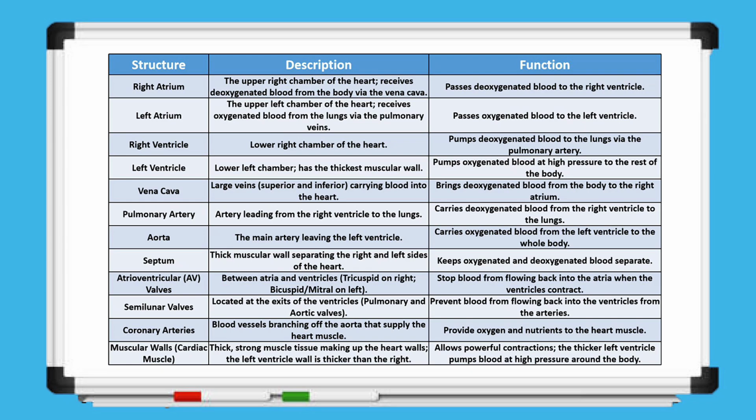The vena cava consists of the large superior and inferior veins that bring deoxygenated blood from the body into the right atrium, while the pulmonary artery carries deoxygenated blood from the right ventricle to the lungs, and the aorta carries oxygenated blood from the left ventricle to the body.